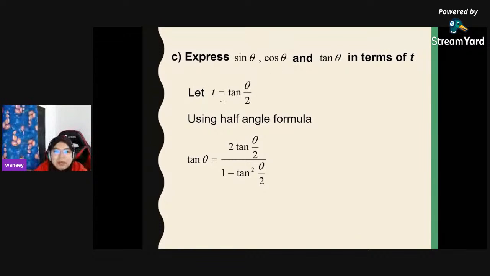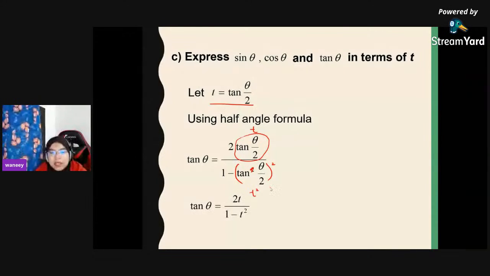So you simply replace t equal to tangent theta over 2. Every time you see tangent theta over 2, replace them with t. And for this one, this is actually tangent theta over 2 with a square, so simply replace them with t square. That means tangent theta is actually equal to 2t over 1 minus t square. So now we want to know what is the value of sine theta and cos theta in terms of t.